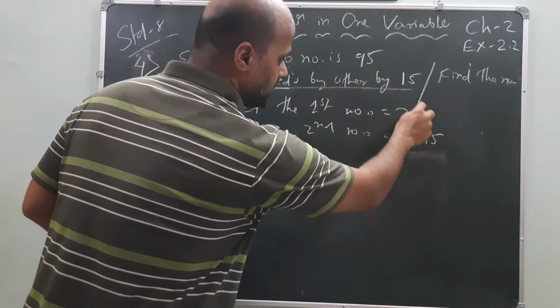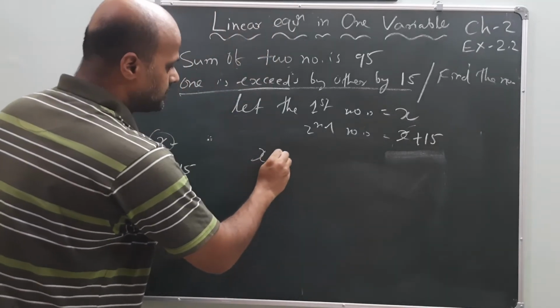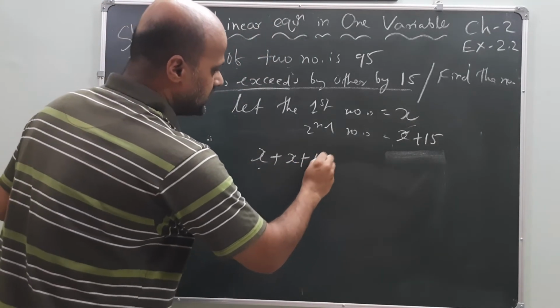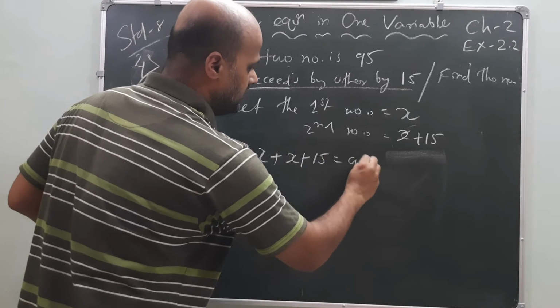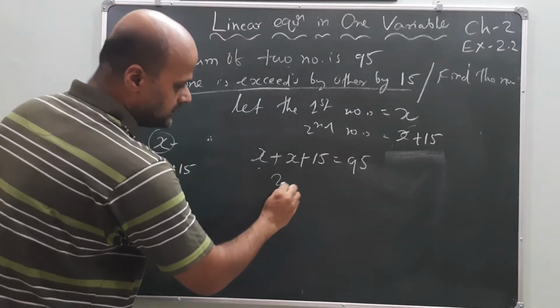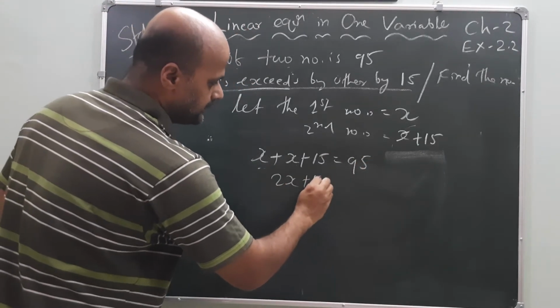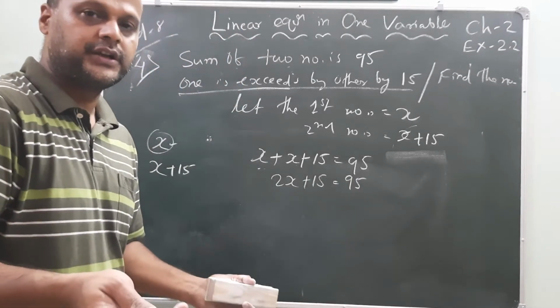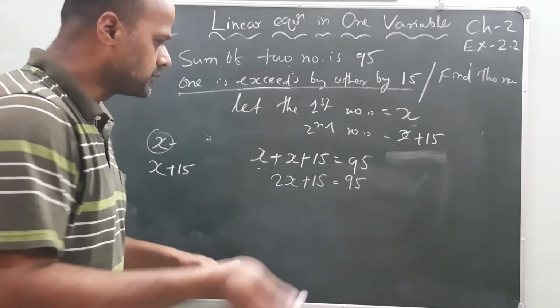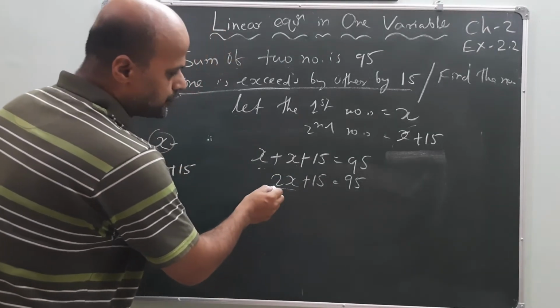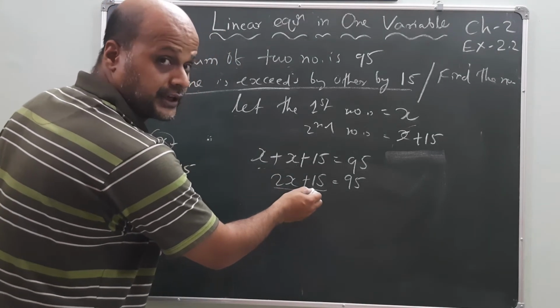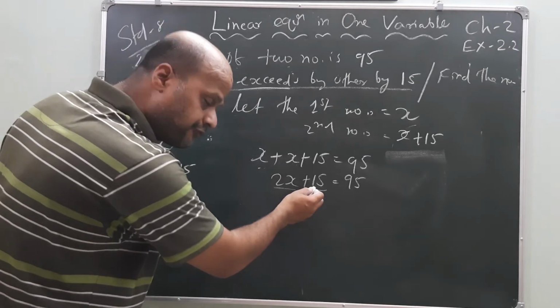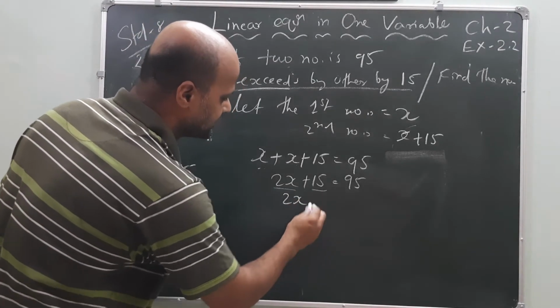Sum of these two numbers is what? First number plus second number is equal to how much? 95. Add it. 2x plus 15 is equal to 95. Now you can use the carry forward method, or shifting method, or parallel method. Go for the parallel method. Before taking out 2x, what do you have to take out? 15. Very good, my dear friends.